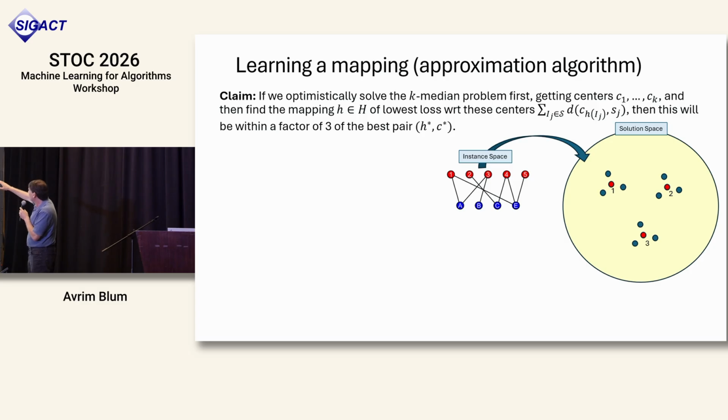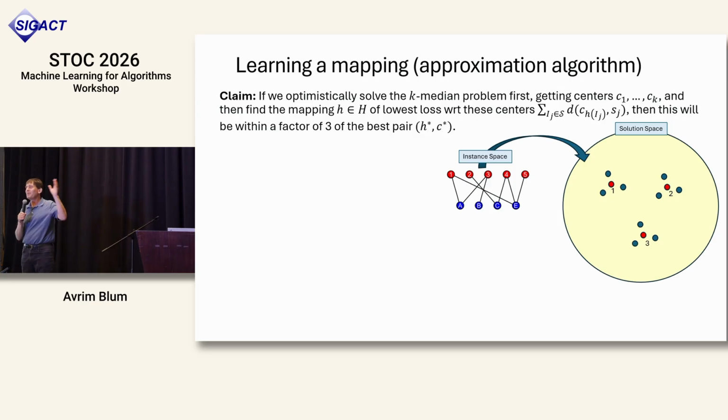So it minimizes the sum over all instances in our training set. So capital I_j is the jth instance in our training set. And then the distance between the center that H is telling us. So H says, hey, this instance is type 1. Okay, so that's C1 to its actual solution, S_j. So that's the cost. We want to minimize that sum. That's our training loss. Then that will be within a factor of 3 of the best pair, H star, C star.